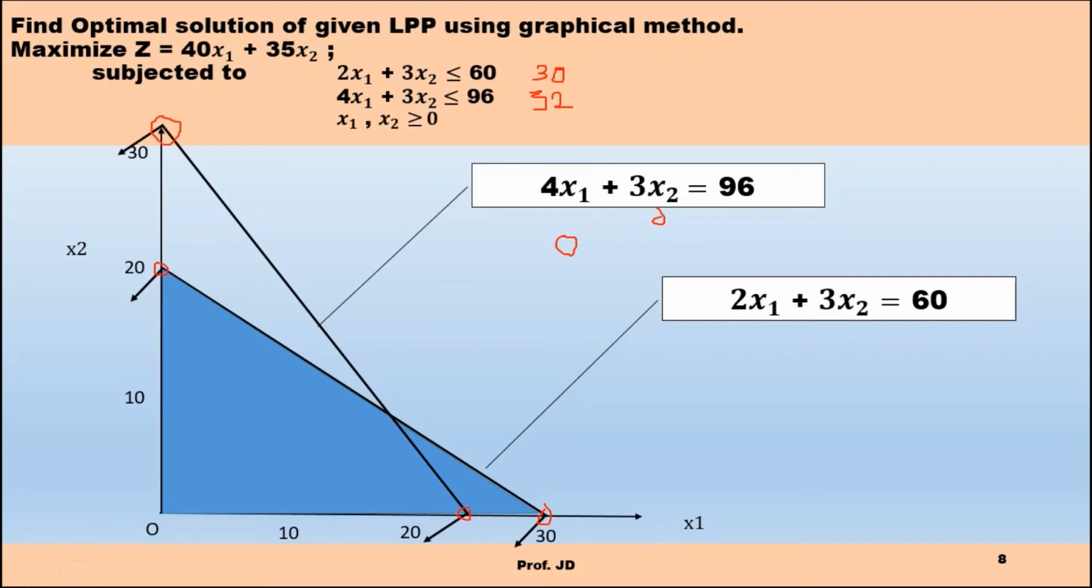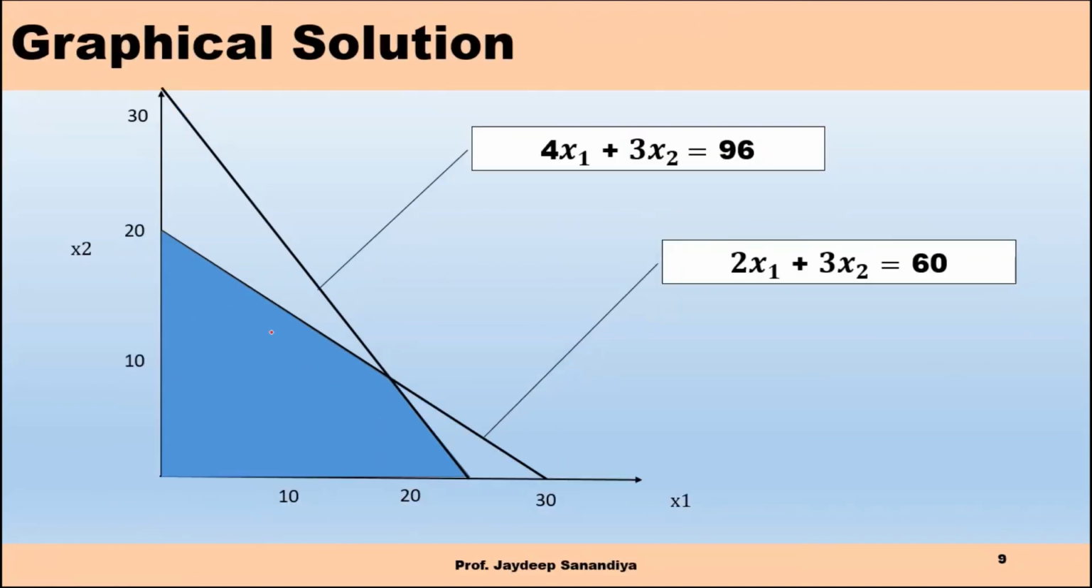Okay, so this region is satisfied by these two constraints. So this is our feasible region, that will satisfy these two constraints. Now find out the corner points of the feasible region. So that is nothing but A, B, C. A will lie on the x2 axis, so A has the coordinate 0, 20 and C has the coordinate 24, 0.